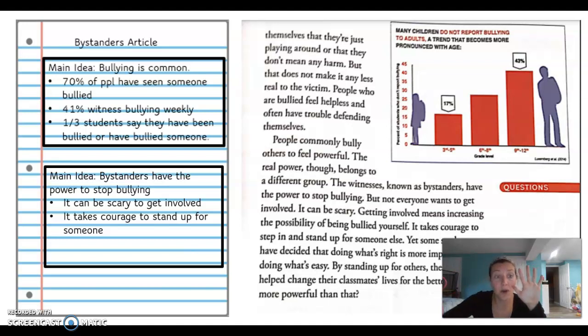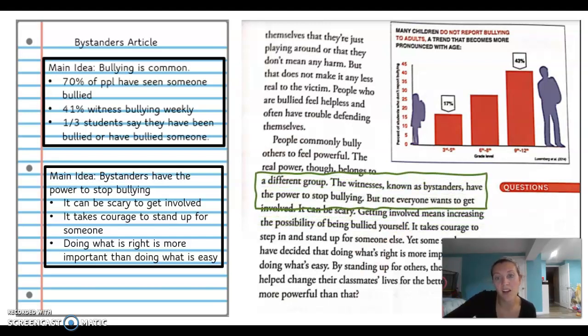My first supporting detail is that it can be scary to get involved. It takes courage to stand up for someone, but doing what is right is more important than doing what's easy. And so all of those details support the fact that bystanders have the power to stop bullying, but yes, it's scary. I can picture that. We can picture that it takes courage and bravery to stand up to someone. And then we know that as a bystander, getting involved is the right thing rather than sitting back and watching someone get bullied. Okay? And I got all of that just from that pop-out sentence, and all of my supporting details came from the sentences after our pop-out sentence.